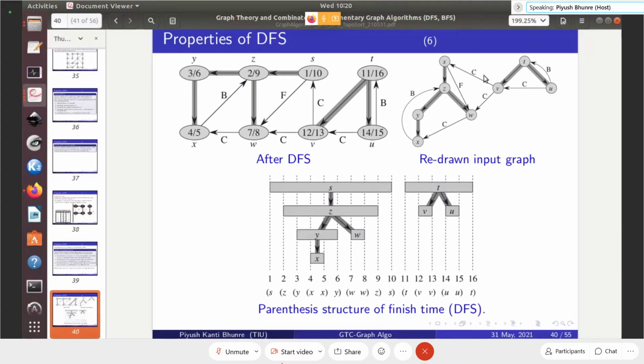And similarly for another component here, T, the start vertex is T and the descendants are U and V, and they also show the parenthesis property. But here you see the intervals for any of these vertices T, U or V do not have any proper intersection with the intervals of any of the vertices from the previous one, that means S, Z, Y, W and X, because they are discovered through different calls to the DFS at a different start vertex.